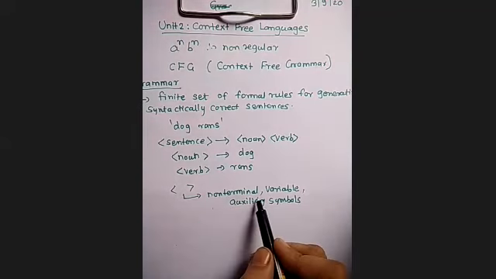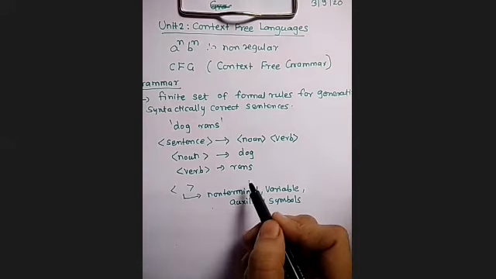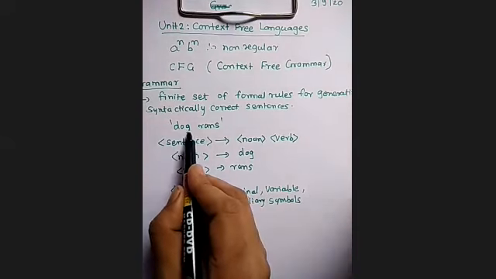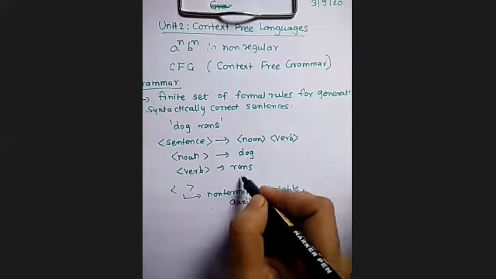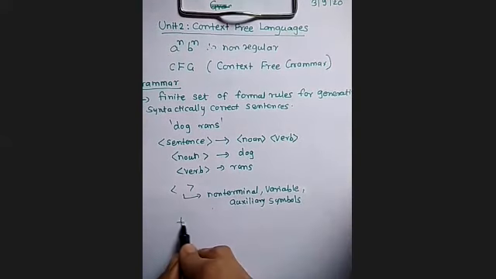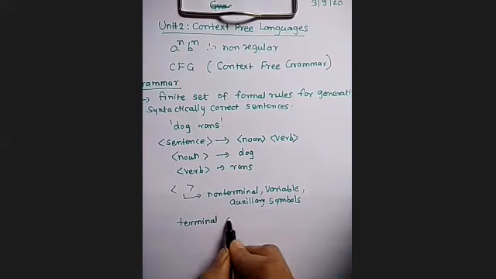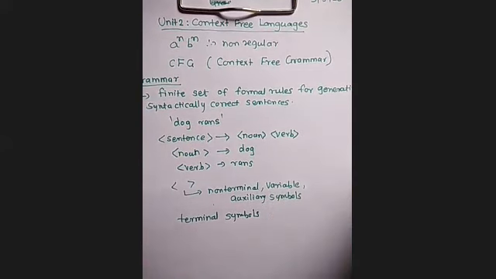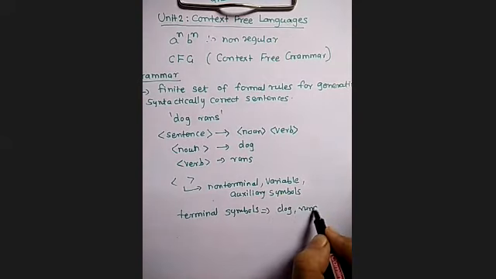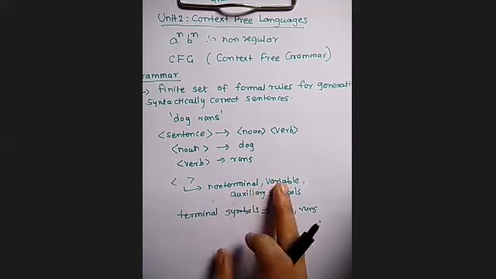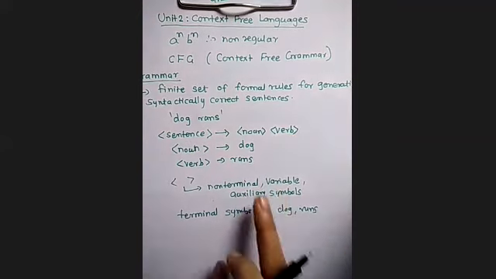Now these non-terminals do not take part in the generated statement. Which statement you have to generate? You know that it is only dog runs. So only these two are there in the generated statement. Whatever is part of the generated statement is known as terminal symbols. The terminal symbols in this example are dog and runs. And the non-terminal symbols are sentence, noun, verb.